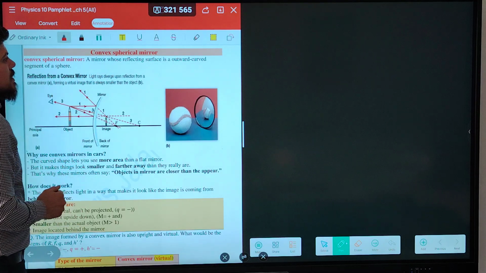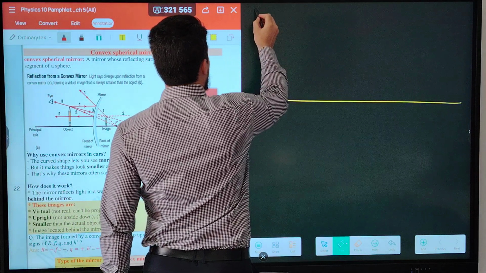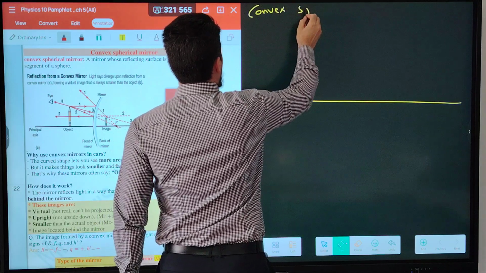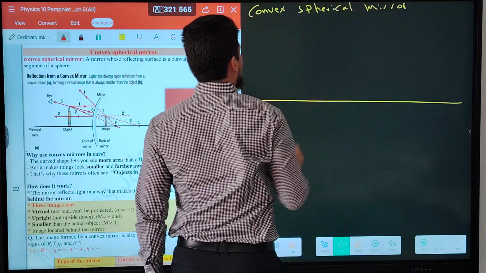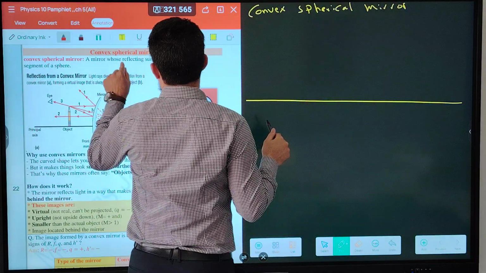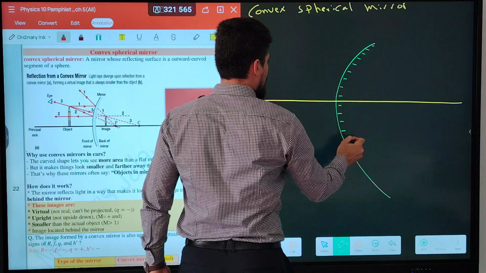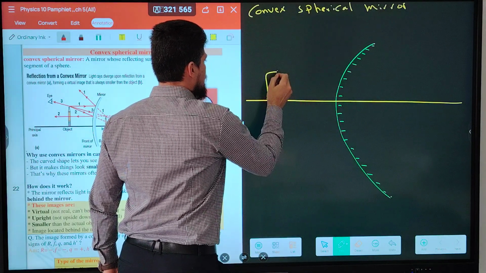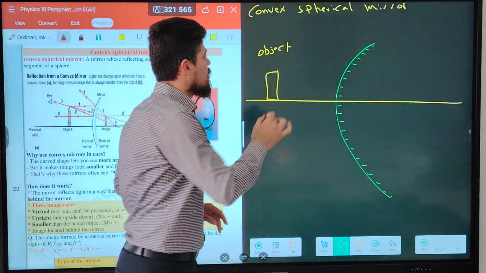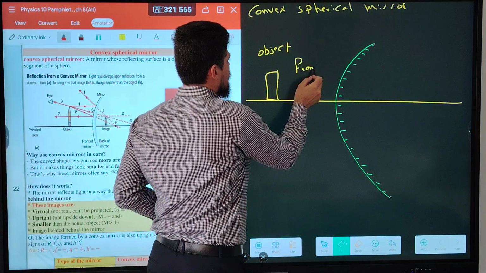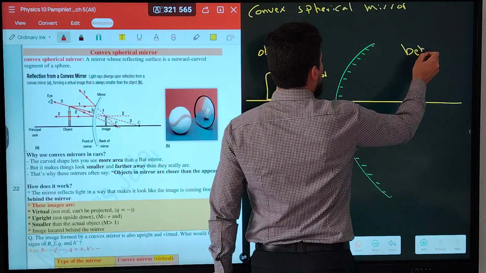Convex spherical mirror: a mirror whose reflecting surface is an outward curved segment of a sphere. Assume that this is the principal axis and this is the convex spherical mirror, whose reflecting surface is outward. This is the back of the mirror, or behind the mirror. The object is usually placed in front of the mirror. Here is the front of the mirror, and this side is the back of the mirror.